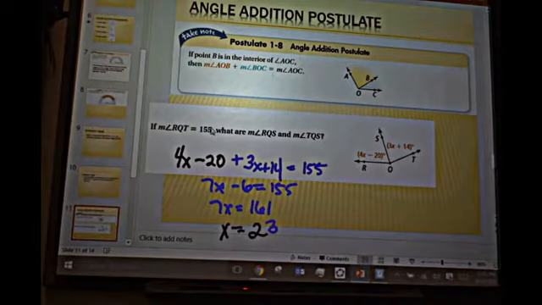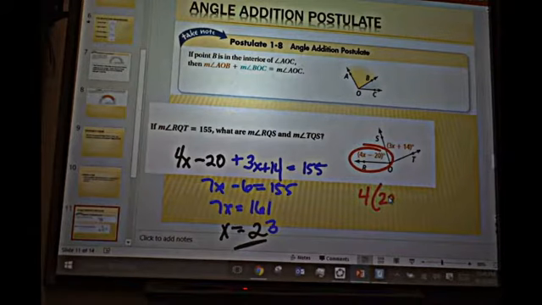All right. Now, that's not what we wanted. We wanted RQS. So what do I do with that number to find the measure of angle RQS? Plug it in. So come up here to 4x minus 20. I put 4 times 23 minus 20, right?